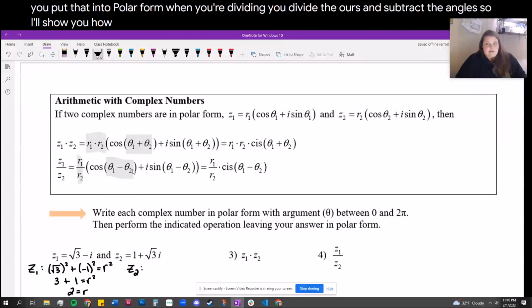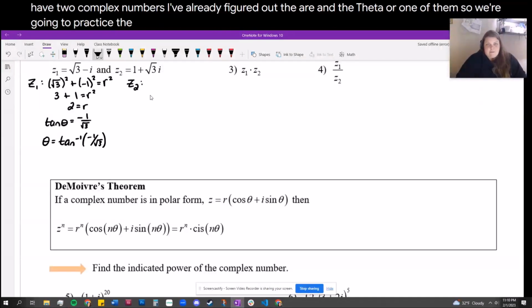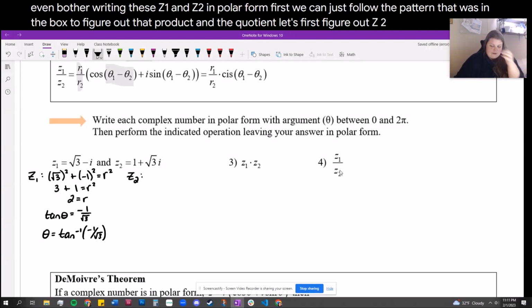So I'll show you how quick that can be because it really doesn't have to be that complicated. Below, I have two complex numbers. I've already figured out the r and the theta for one of them. So we're going to practice the second one together. And then we're going to multiply and divide. Let's first figure out z2 together.